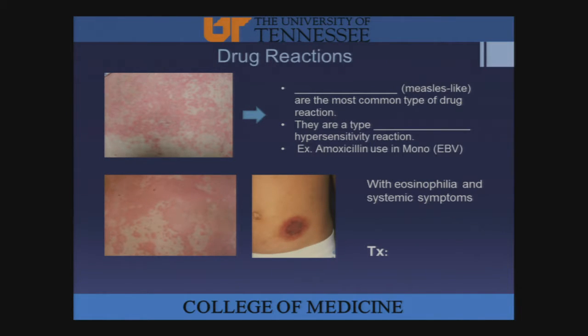So morbilliform, which drugs can cause this type? And it's the most common type. Penicillin's one of them. Beta-lactams, and the other big category, sulfa drugs. So that's morbilliform. That's this.